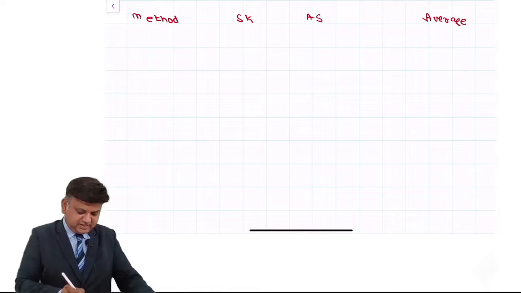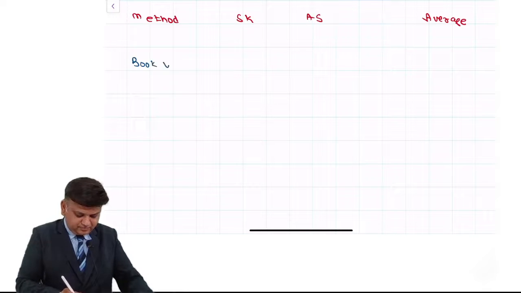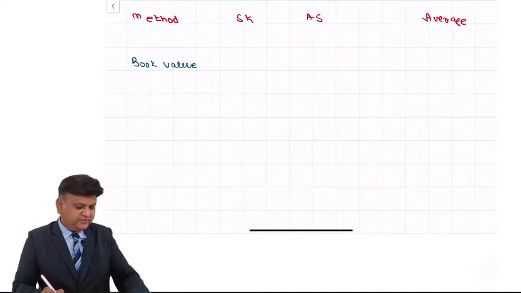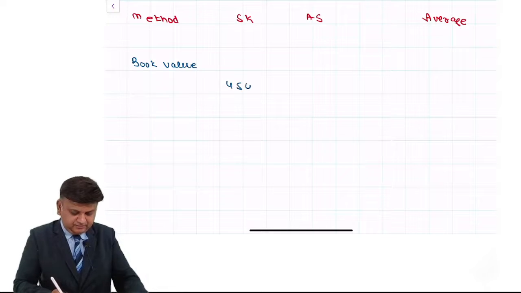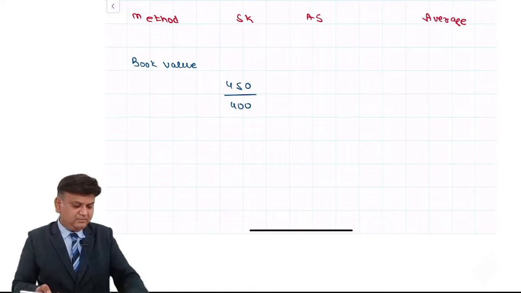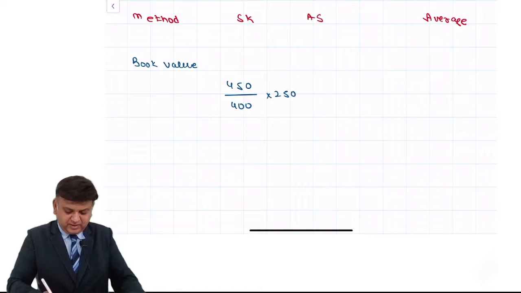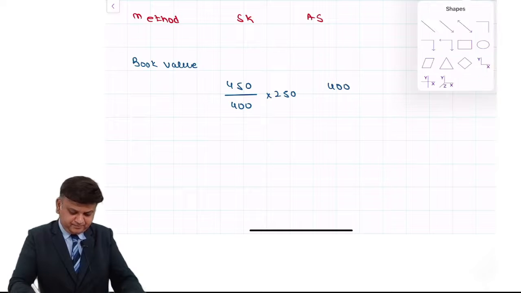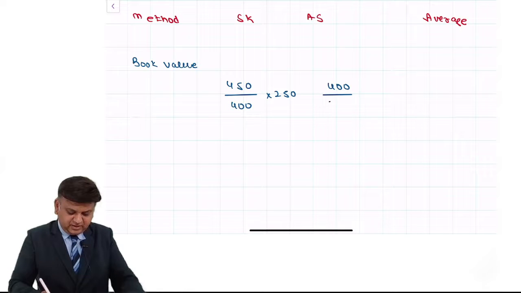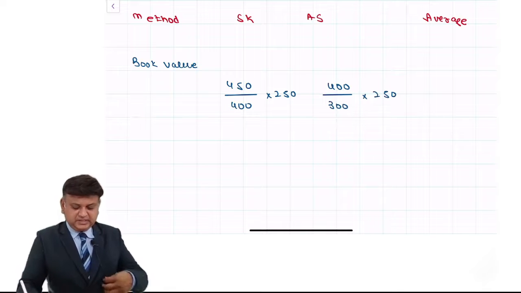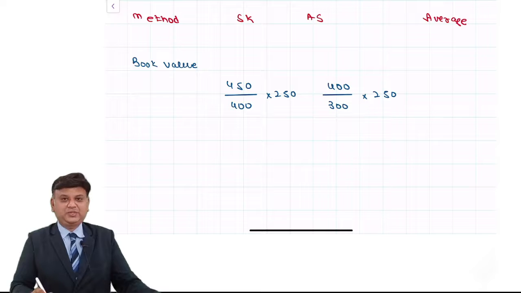See, the first is the book value approach. In that, for SK it is 450 divided by 400. So you'll get the ratio as 1.125 multiplied with 250. For AS it will be 400 divided by 300 into 250. That is the way we are supposed to make the calculation.